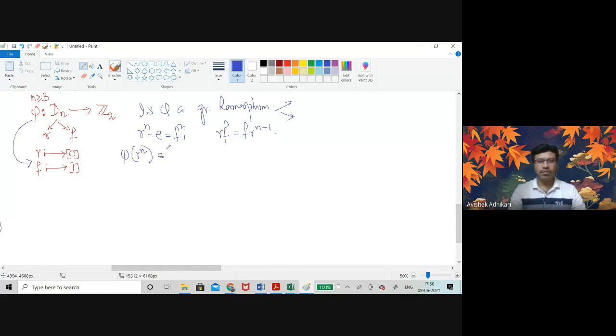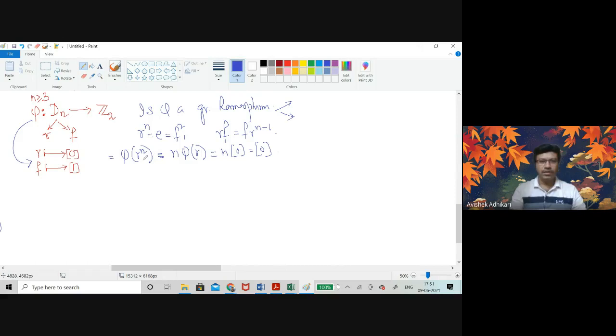Can anybody tell me what is r to the power n? If this is a homomorphism, then it should be n times phi of r, because the right side is an additive group, and if phi is a homomorphism, it must satisfy this property. So this is r into r into r, n times, and that will be phi r plus phi r plus phi r, n times. So how much will this be? Phi of r is 0. So n into class 0 is class 0.